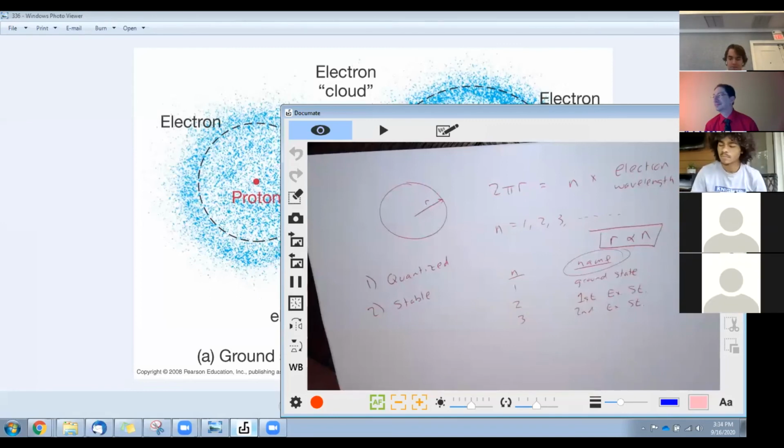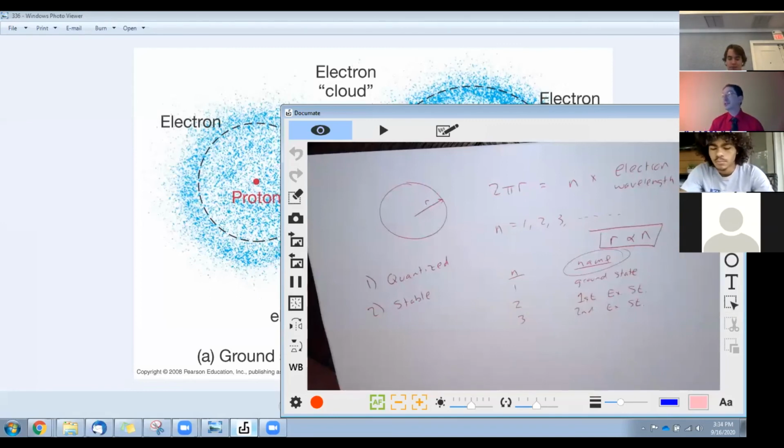How would you define n again? It's an integer, just 1, 2, 3. It can keep going all the way up to infinity technically. But what it means is it's the number of wavelengths that you're wrapping around that circle. N of 1 means you fit 1 wavelength around, N of 2, 2 wavelengths around.